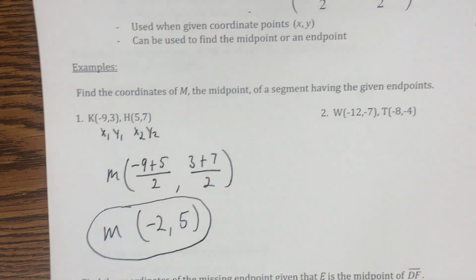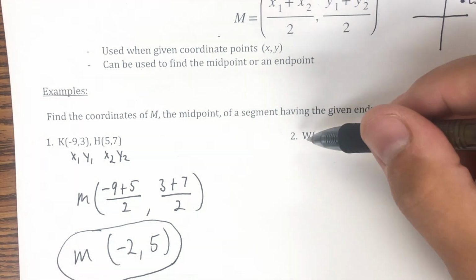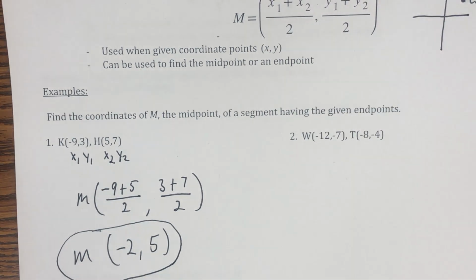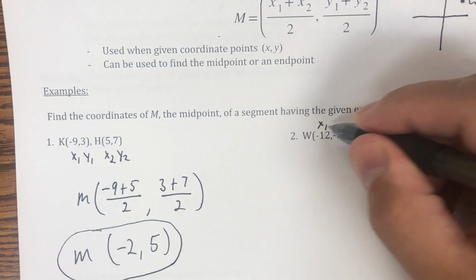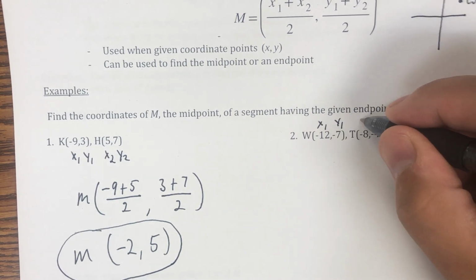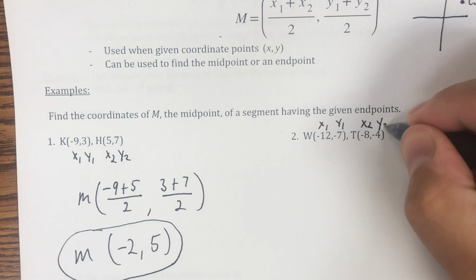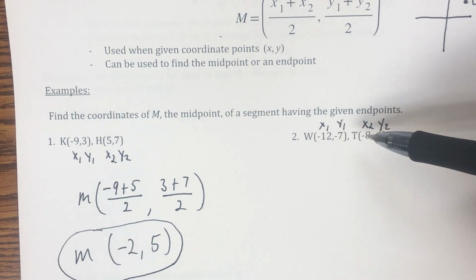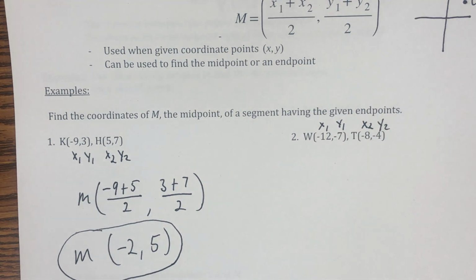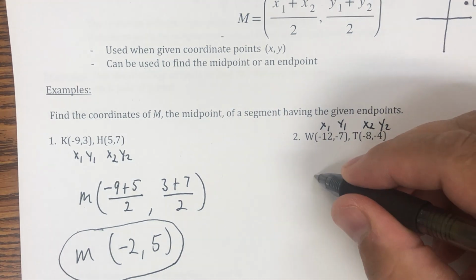All right, one more example here. This time my two endpoints are W and T, just need to find the midpoint M. So x1, I'm going to put it above this time, y1, x2, y2. Make sure you don't label x1, x2, all right? The points come in the form xy, xy. That's a common mistake that we will see. So plug it into the formula.